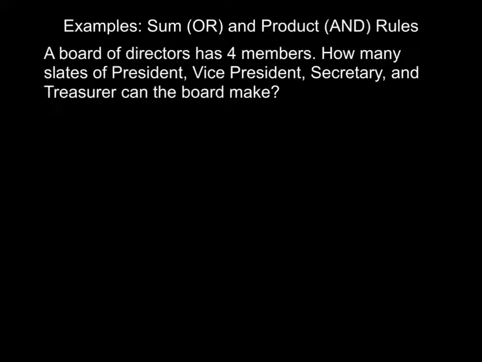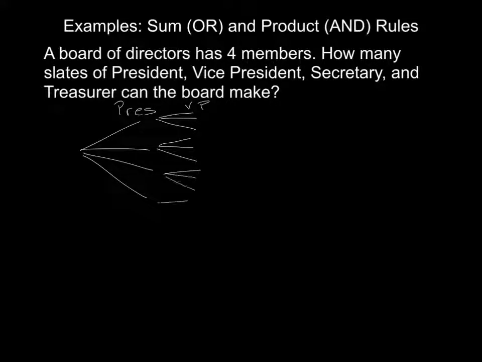Another example of sum and product rules, in particular the product rule. A board of directors has 4 members. How many slates of president, vice president, secretary, and treasurer can the board make? So I can think of this as a multi-staged process where in the first stage I choose the president, then I will choose the vice president, then I will choose the secretary, and last I will choose the treasurer. So again we have the tree diagram where I start off choosing president and I have 4 people to choose from. My next stage I'm going to choose vice president. But now that I've taken one person away to be president, I only have 3 people left to be vice president.